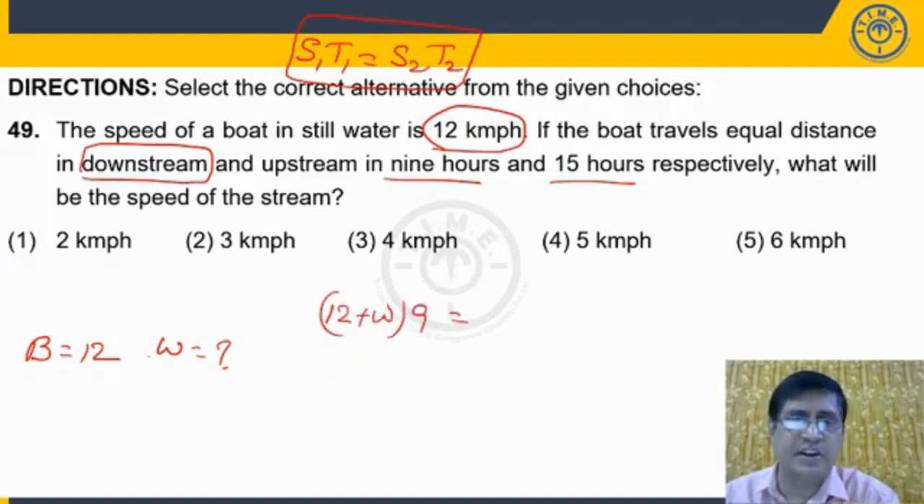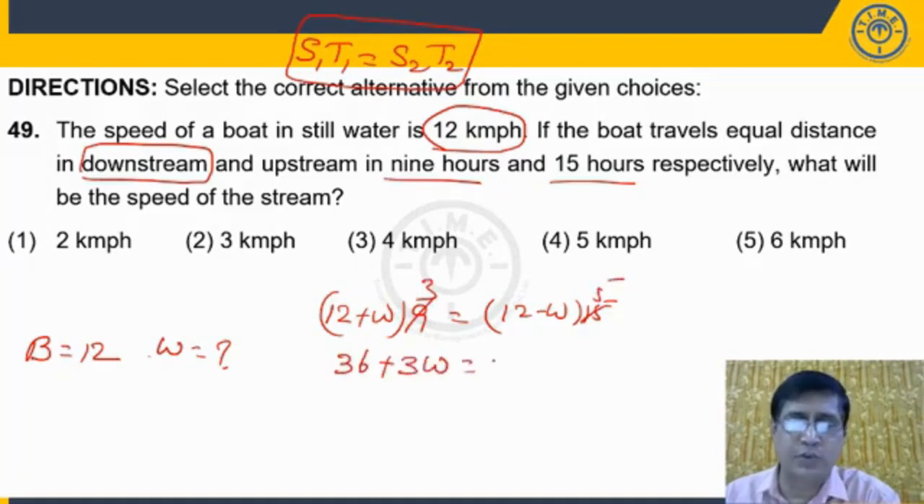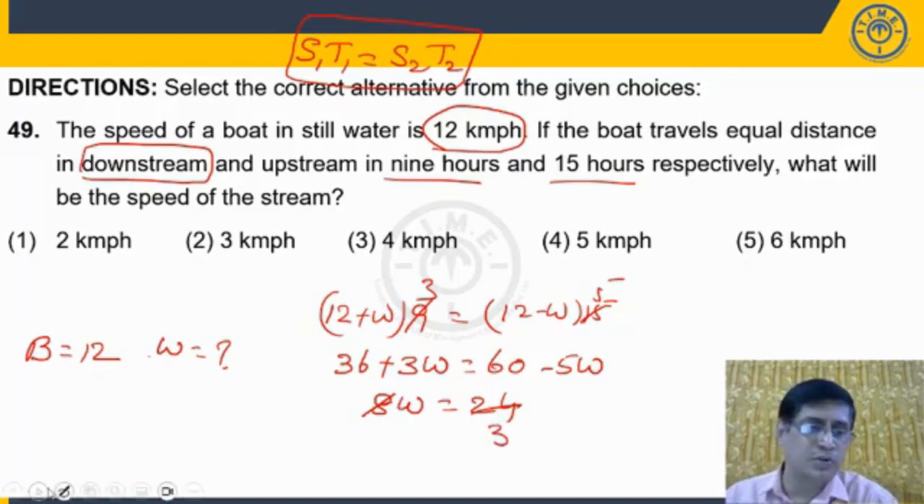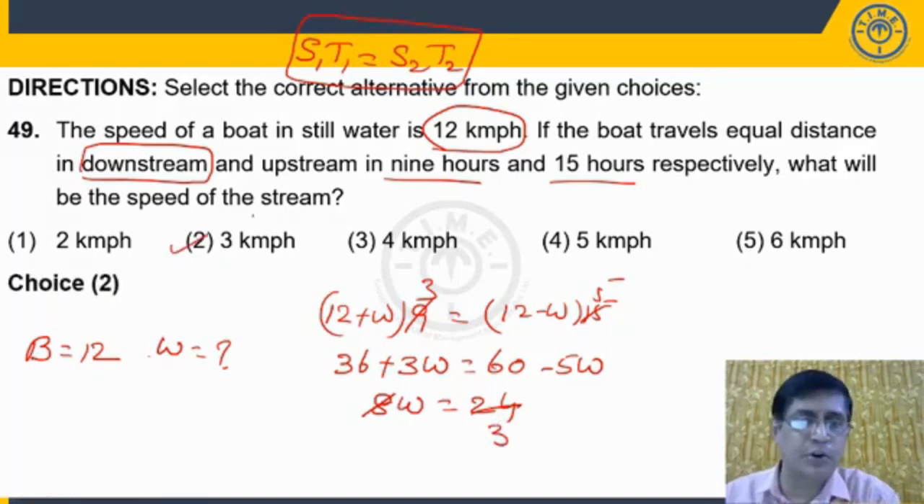9 hours, that is the time. Upstream is B minus W, that is 12 minus W into 15. Simplify: 3 goes 3 times, 3 goes 5 times. 36 plus 3W is equal to 60 minus 5W. Taking variables on one side and numbers on the other side, it gives 8W as 24, so the value of W is 3. So it is option number 2, that is 3 kilometers per hour.